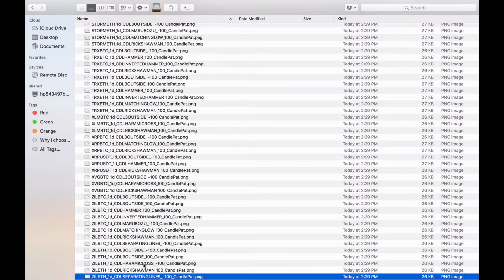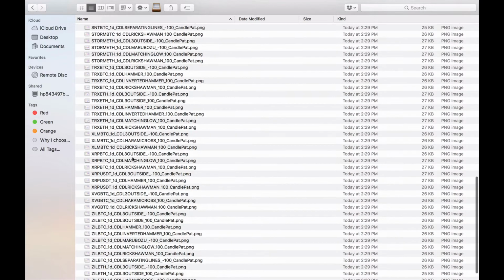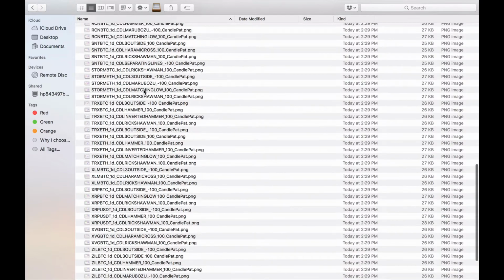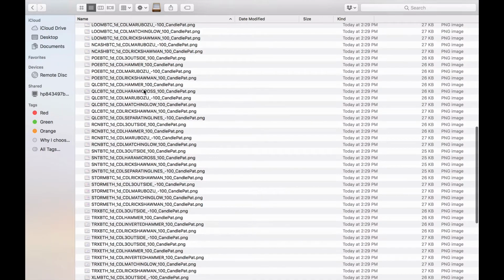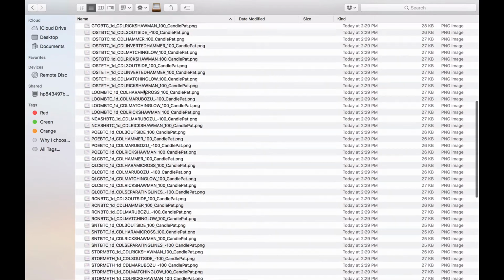When we look at these, you can see what the more common patterns are. We have this separating line, Rickshaw Man, harami cross, 3 outside. That seems to be the most common. Separating lines, we've already met, matching low, Marubozu, hammer, and then you can see if there's anything else outside of that. Inverted hammer, 3 outside, I think we've already shown, and that is it, it appears. Yes, you can see those are the most common ones.